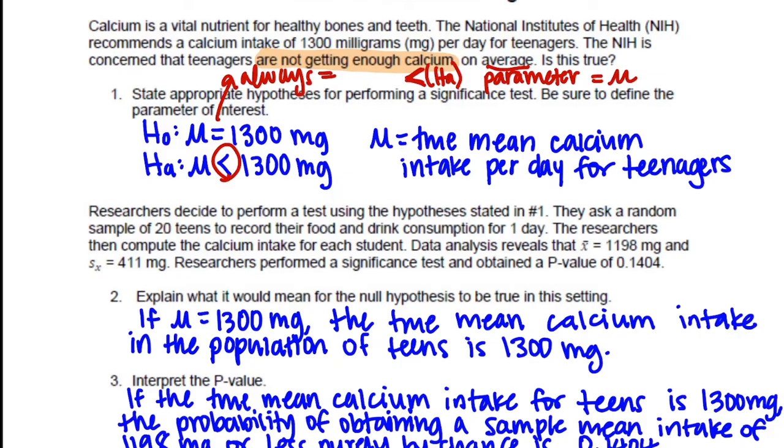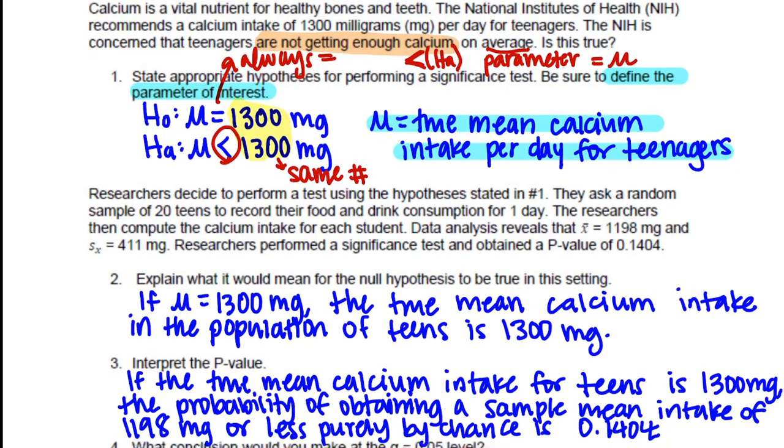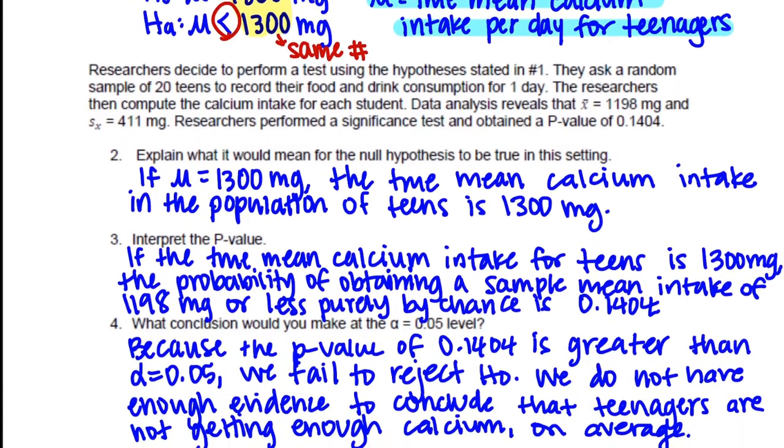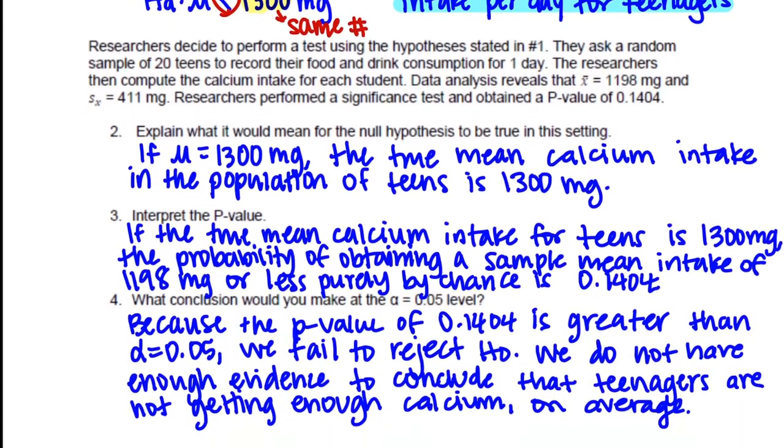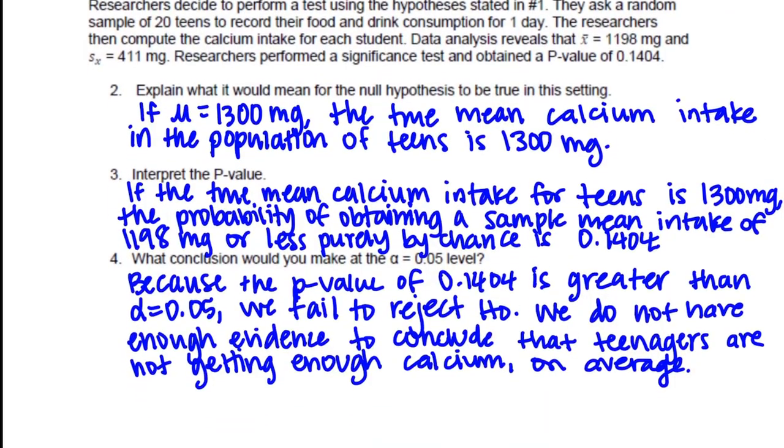A couple other notes. These are always the same number. I'm going to highlight these. They should be the same number. And then you have to define your parameter. So let me highlight that too. Be sure to define the parameter. So here I'm defining the parameter. Have to do that. All right, next thing, the null to be true. That's pretty straightforward. Just what does mu equals 1300 actually mean? Helps with defining the parameter.